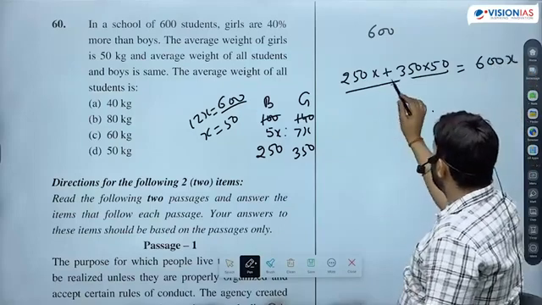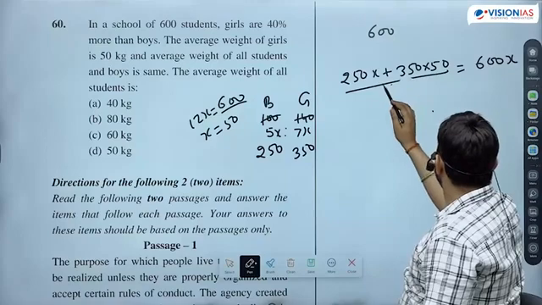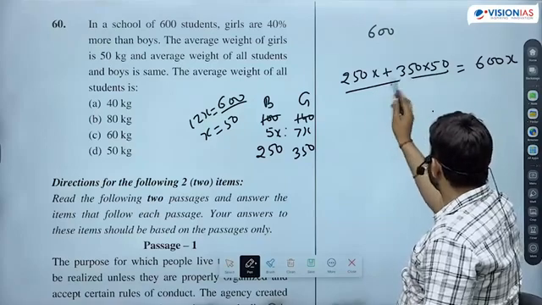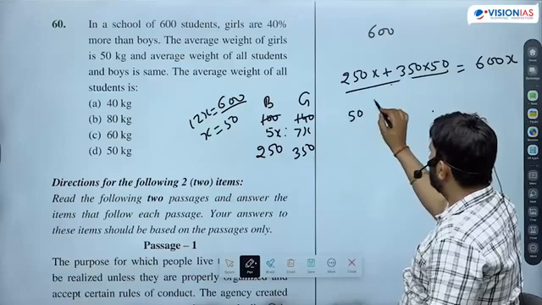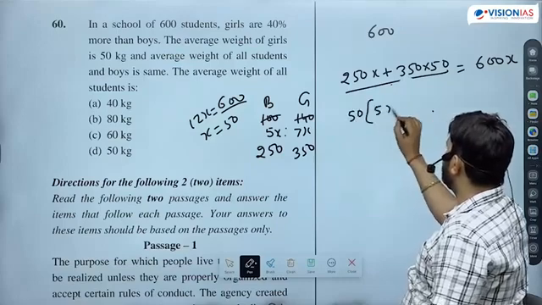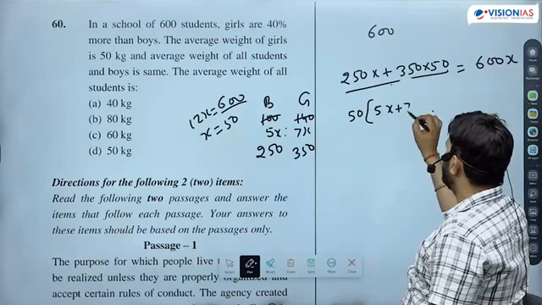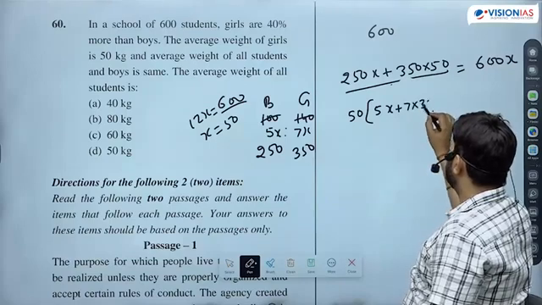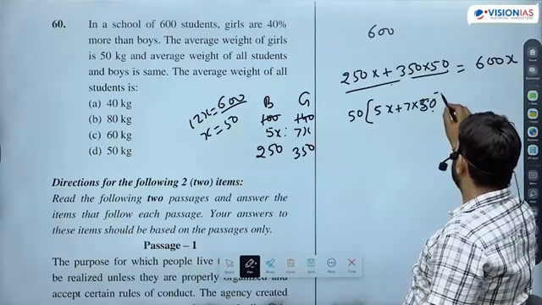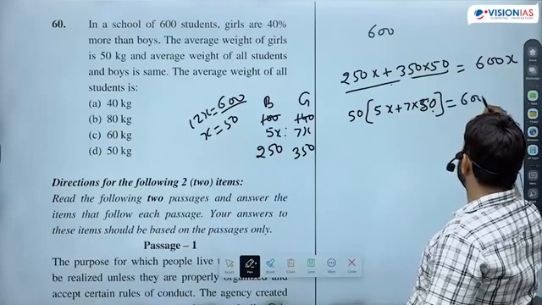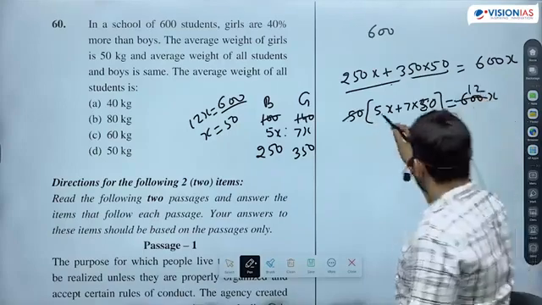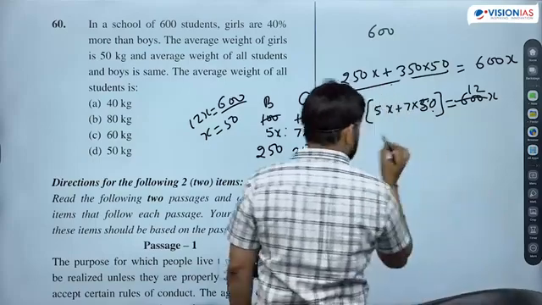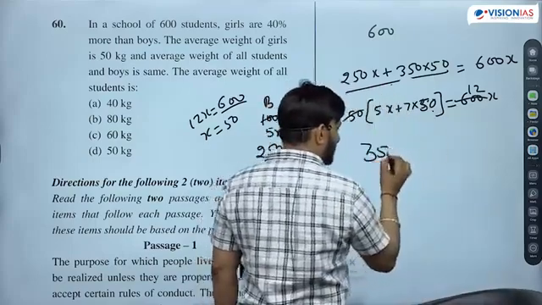Now this is 250x. Can I take 250 common? Sorry, take 50 common. If you take 50 common, you will get 5x plus 7 into 50, that is equal to 600x. Cancel out by 50, you will get 12x. 5x will go there. So 7 into 50 is 350.